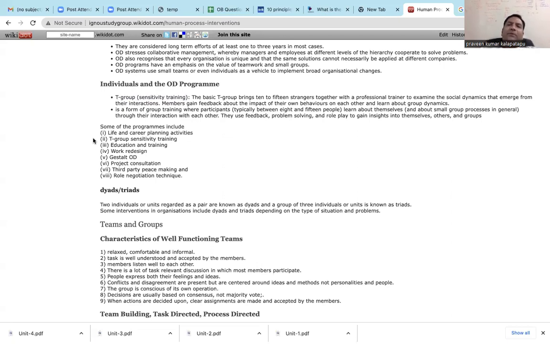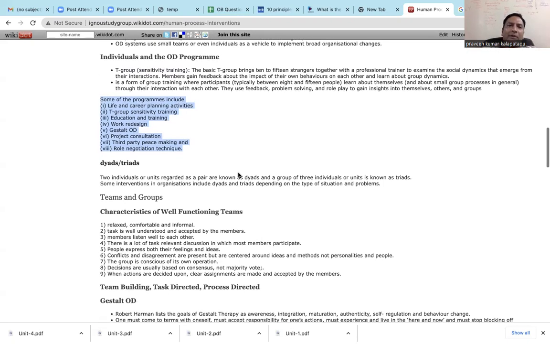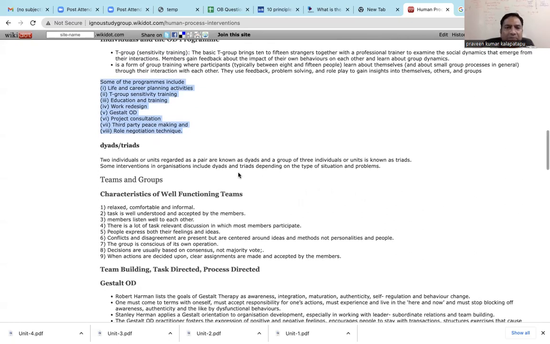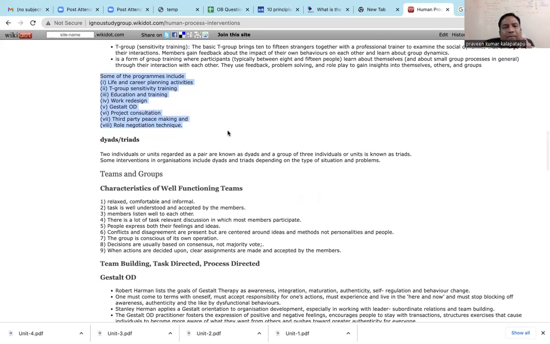Some of the programs are project consultation, third party peacemaking, role negotiation. Those will come as separate sections down, so I'm not really calling out their names here. Next there is a definition called dyads and triads. I just included them because there could be a question which asks what is a dyad and triad.